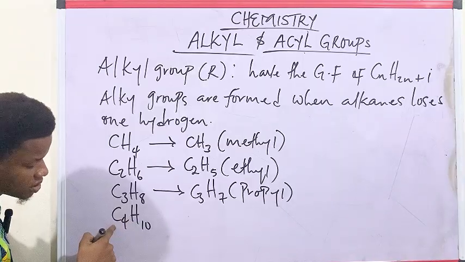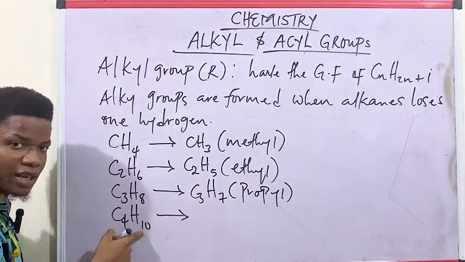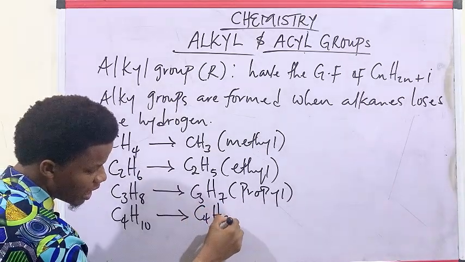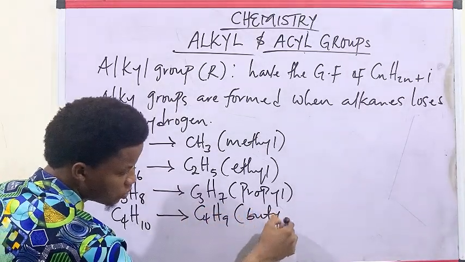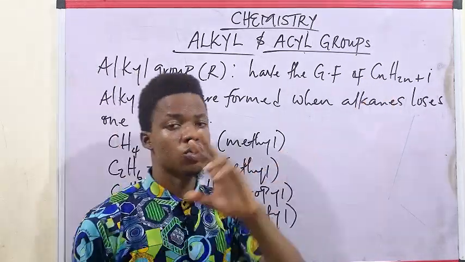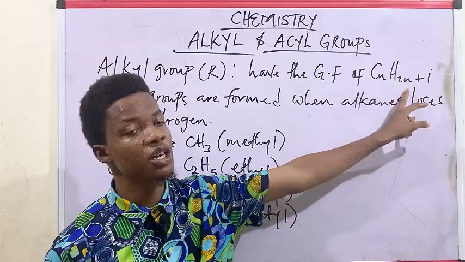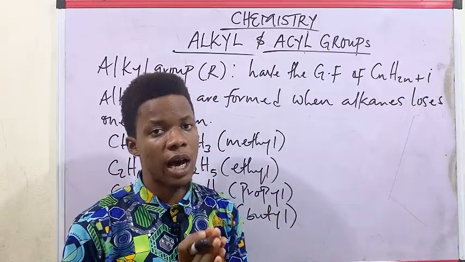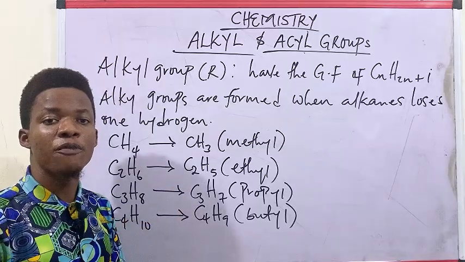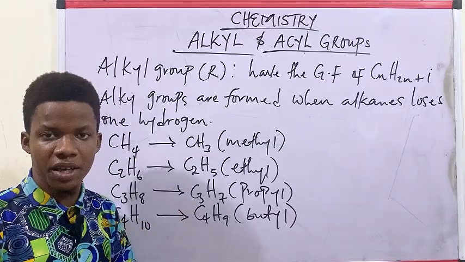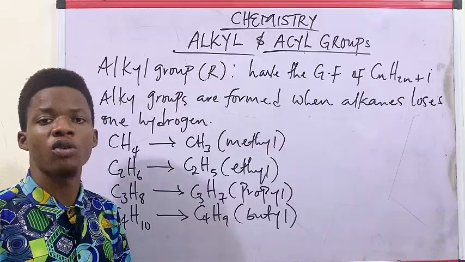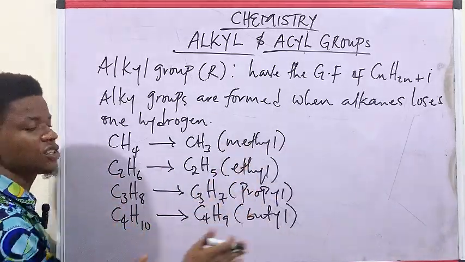So if you go to butane, C4H10, remove one hydrogen, what do you get? C4H9. This is known as butyl. Are you getting it? So please take note. Two things you have to watch out for. Whenever you see CnH2n+1, just know it refers to alkyl. And you can also derive your alkyl by removing one hydrogen from an alkane. So think of any member of the alkanes, remove one hydrogen, and you get your corresponding alkyl, just like this illustration here.